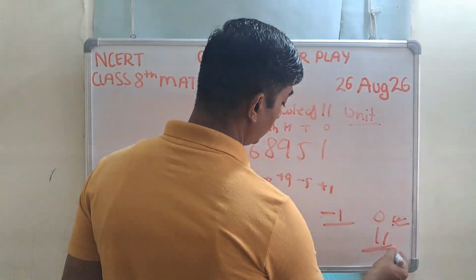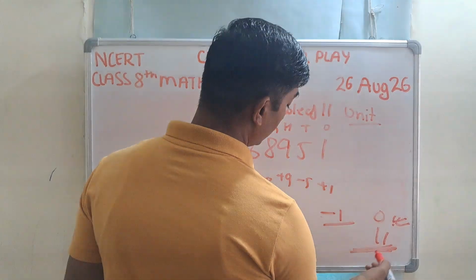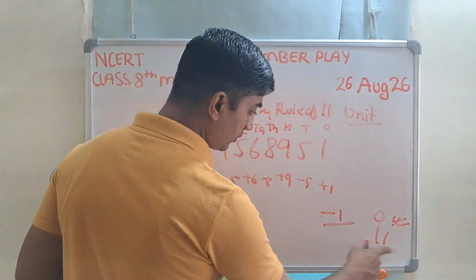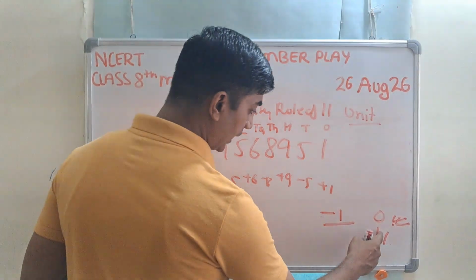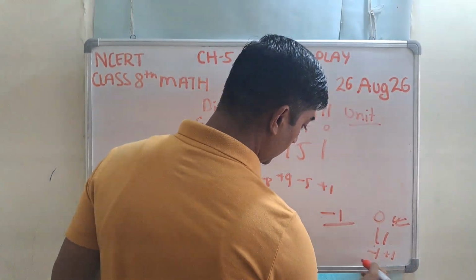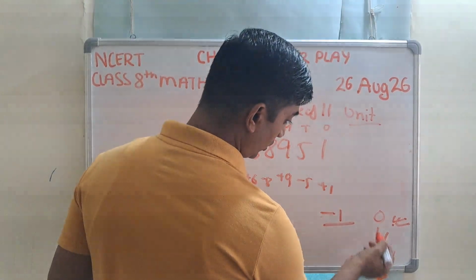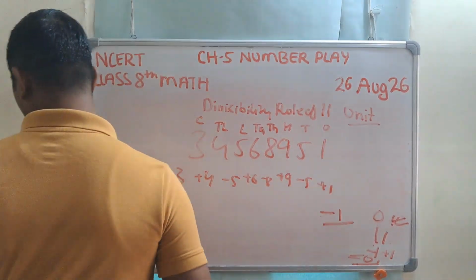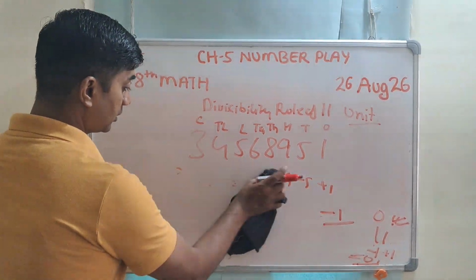If it is not 11, then you can add to it, or you can also apply the same rule. You have to reach 0. Now this is plus 1, this is minus 1, then you apply it, and again 0 is achieved, which means that number is divisible by 11. Understood?